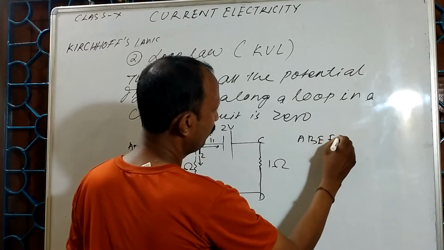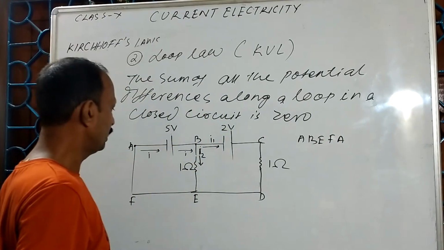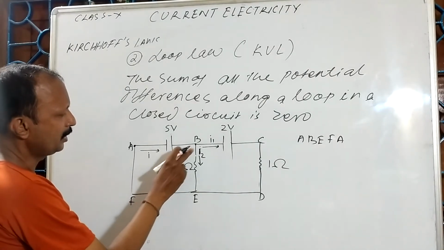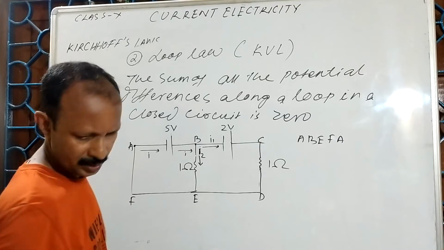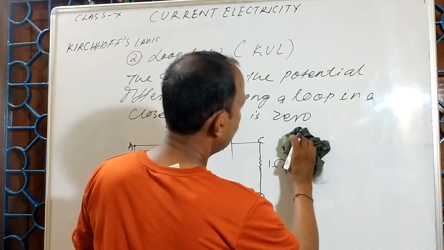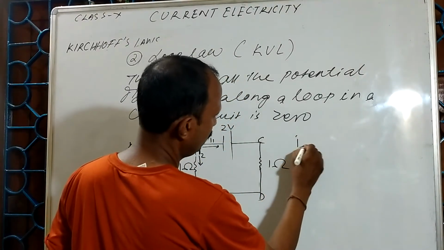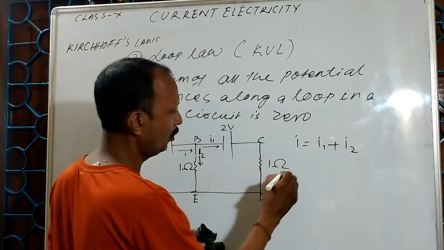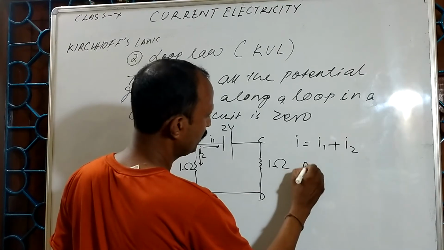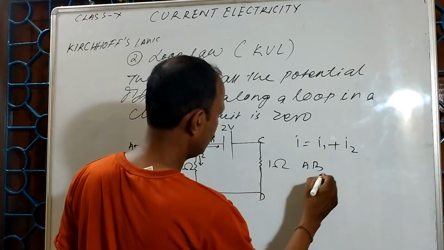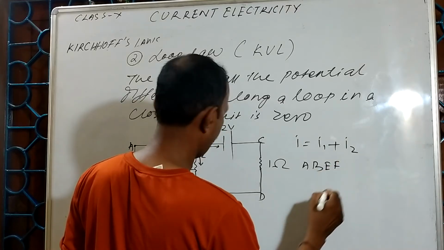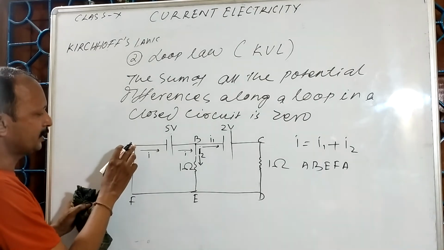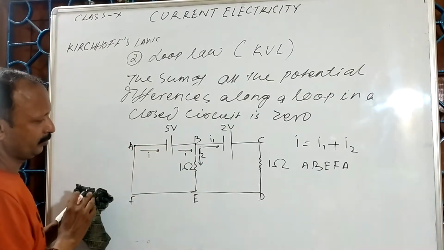Okay. Now you see that this I ampere current is divided into I1 and I2. So I can say that I is equal to I1 plus I2. Now we consider the loop A, B, E, F, A. In this loop, suppose I decided to move this way.